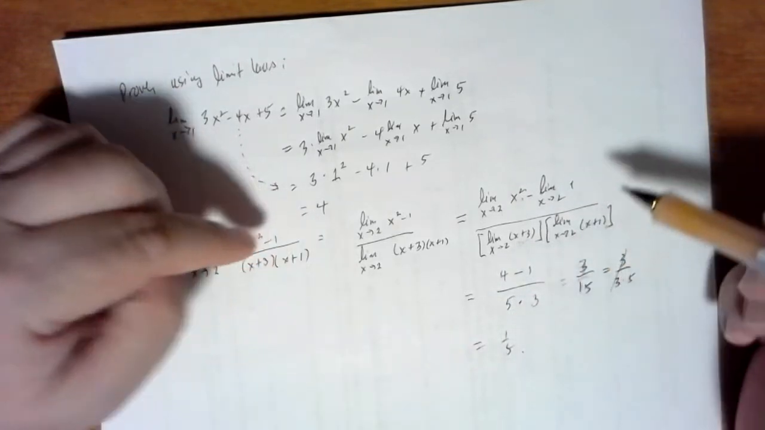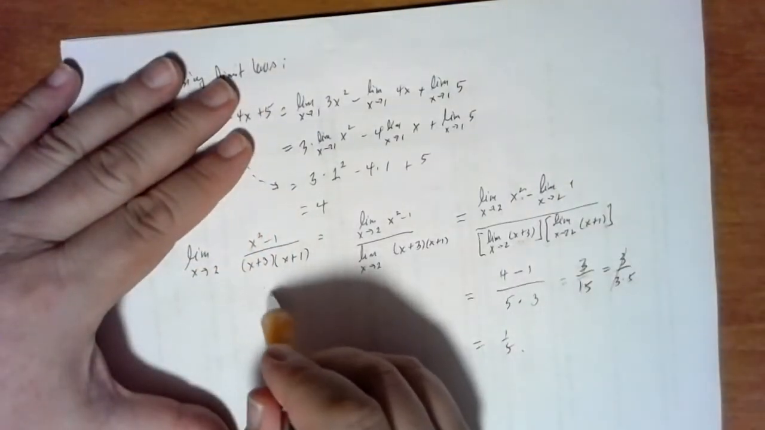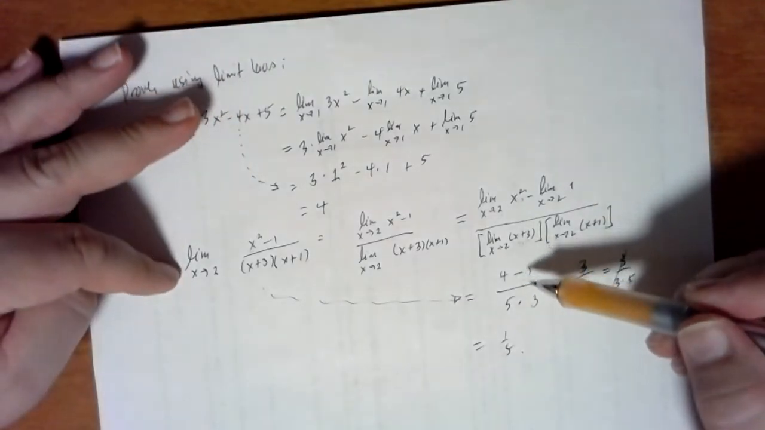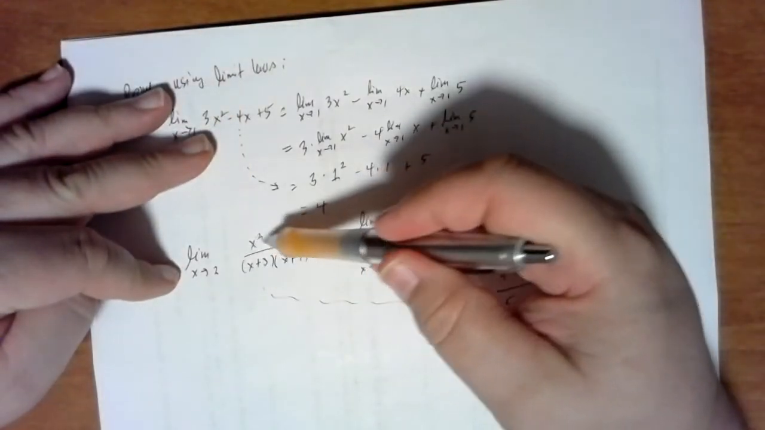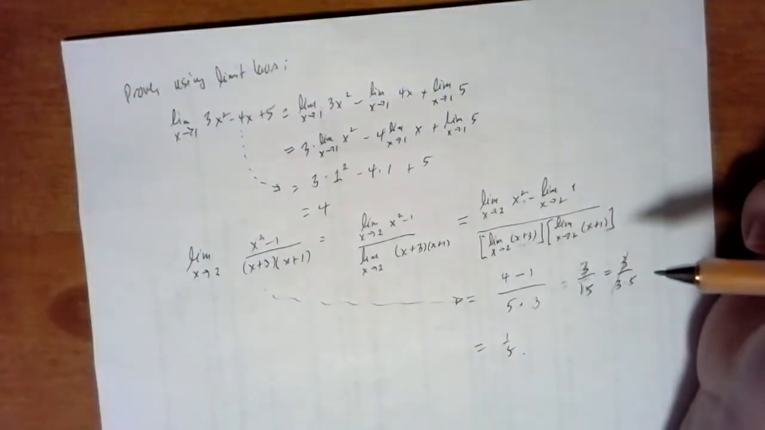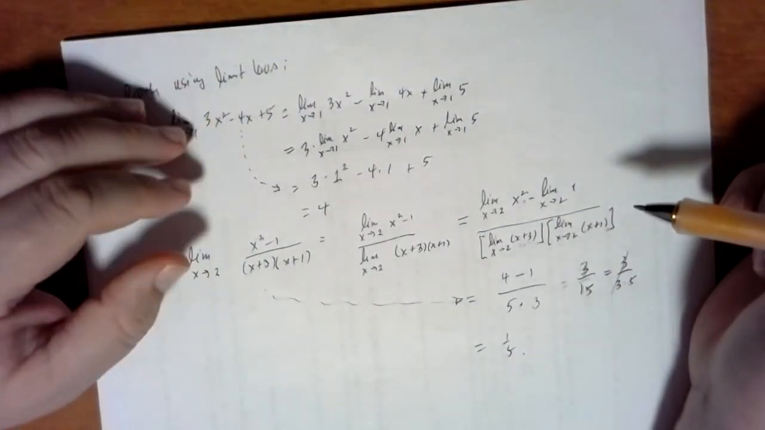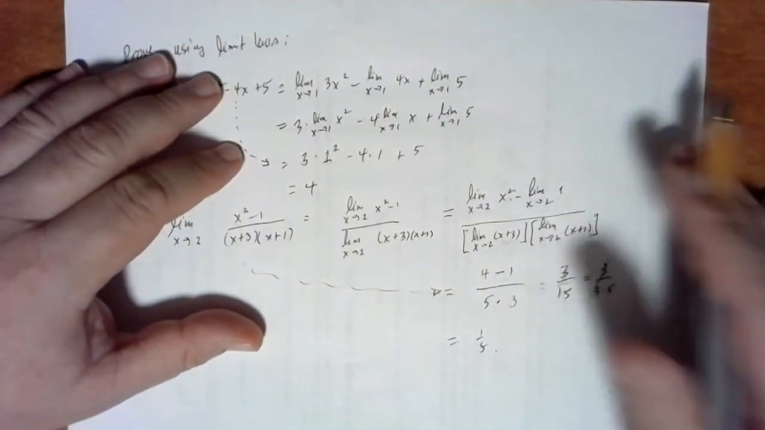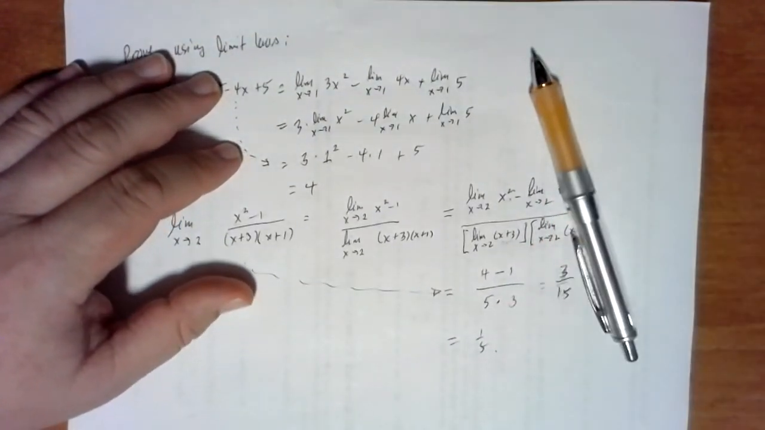Good. So again, if you wanted to take a shortcut from here to here, you see that we could have just put in the number 2 in for x and gotten the right answer. Okay? And so that suggests a theorem, and we will be talking about that theorem in the next video.